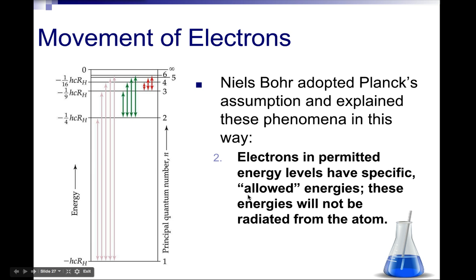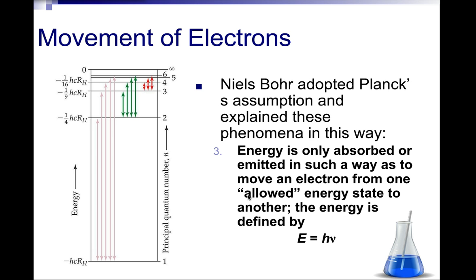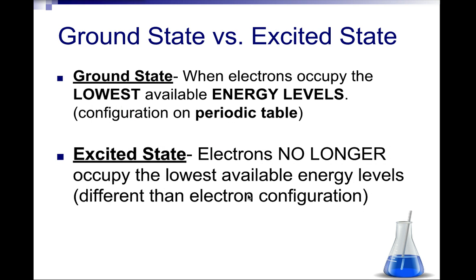Another thing that Niels Bohr adopted from Planck was that electrons in permitted energy levels have specific allowed energies, and these energies will not be radiated from the atom. He also stated that energy is only absorbed or emitted in such a way as to move an electron from one allowed energy state to another. The energy is defined by E equals hv, where E is energy, h is Planck's constant, and v is frequency.